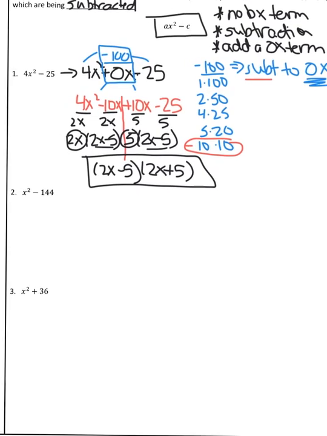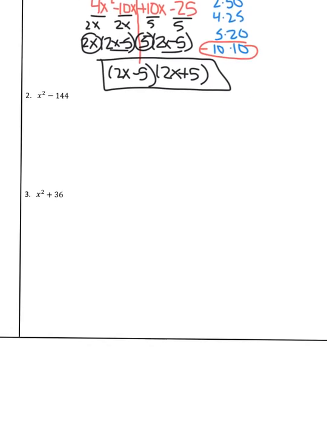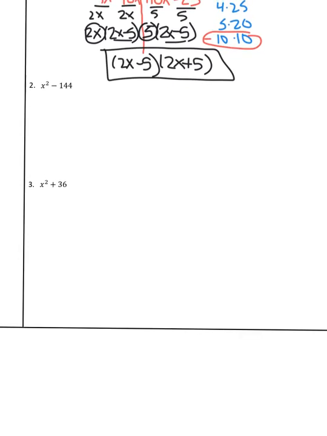Okay, so let's look at number 2 here. So we're going to do the same thing here with number 2. Right, so I have x squared minus 144, right? So we're going to take and make this x squared plus 0x minus 144. Right, and if we're going to factor this guy, I'm going to take the 0x term in the middle. This is a 1 out front, so 1 times negative 144 is negative 144.